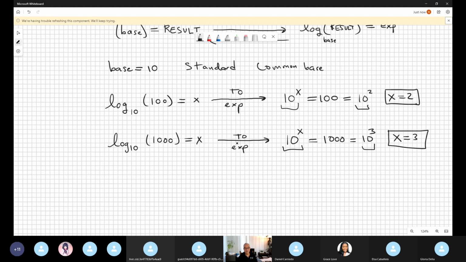Does everyone understand this or no? I don't finish. I have a lot of competition. Try to understand this. Look, logarithm base 10 of 1 million. 1, 2, 3, 4, 5, 6, 0. What is that?